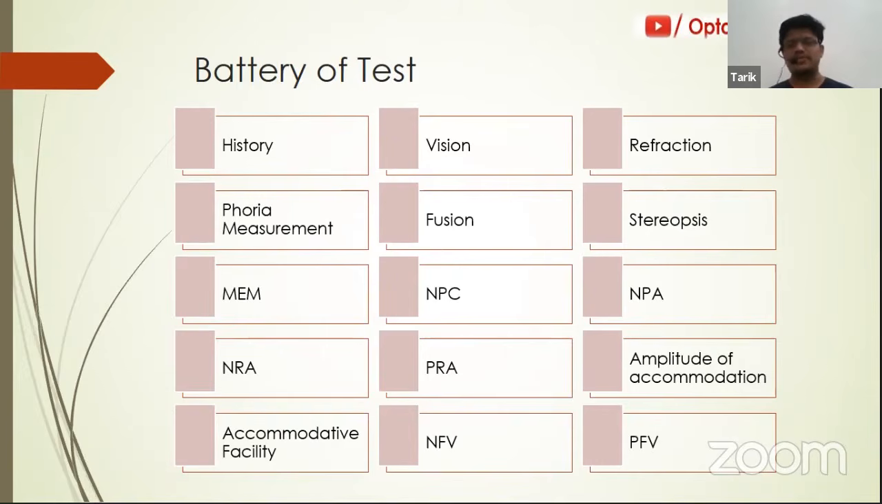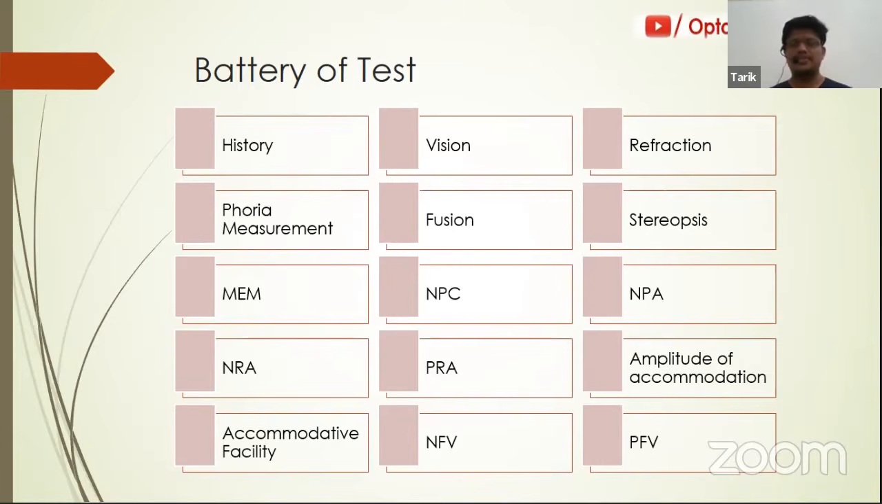Next is your phoria measurement, that is the amount of deviation which is kept latent. We need to measure that. Fusion, that is how much the phoria or whatever binocular condition the patient has is affecting your fusion. And finally, the third grade, that is your stereopsis, and how much that is affected. That will give you an idea of what type of treatment has to be given.